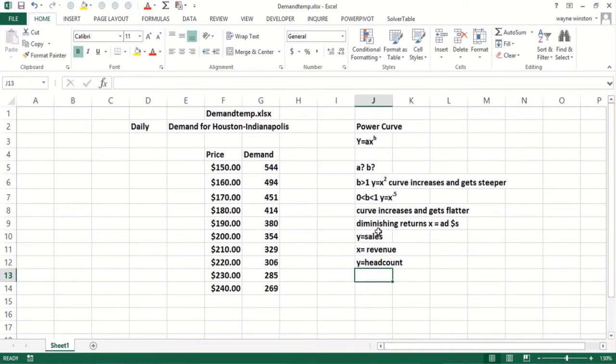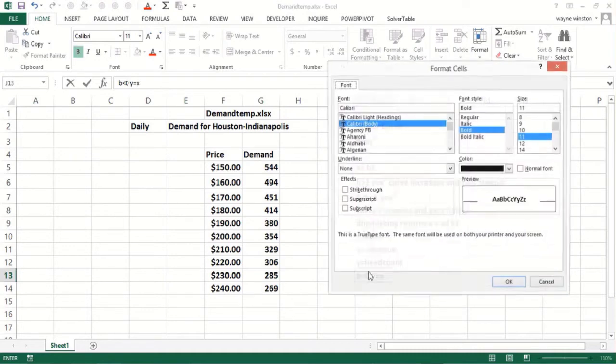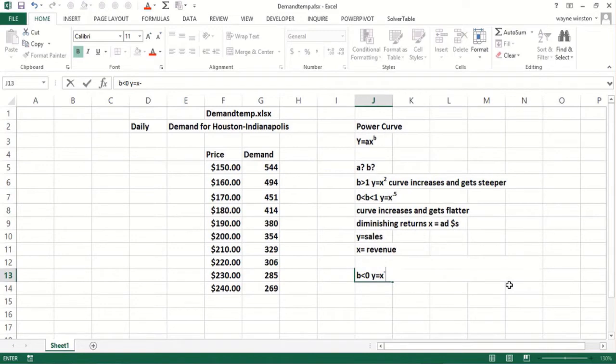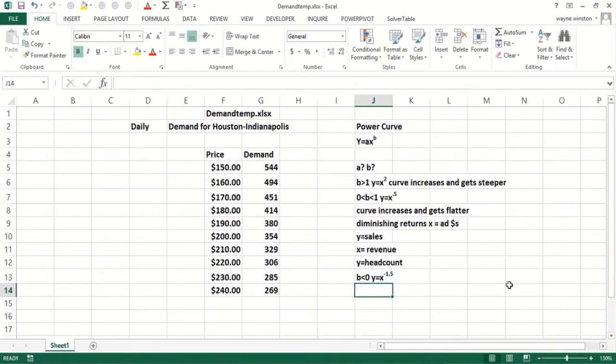These are two common situations where a power curve is used. It's called the power curve because you're raising x to a power, trying to predict y from x. And when b is less than 0, that'll be our two key examples. For example, y equals x to the minus 0.5, minus 1.5. Okay, the curve decreases and gets flat. And a demand curve, that's a very common example.